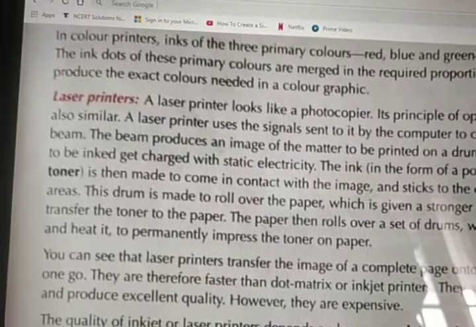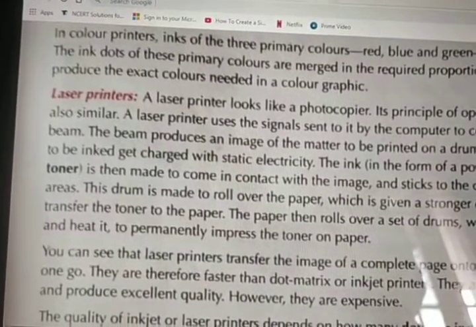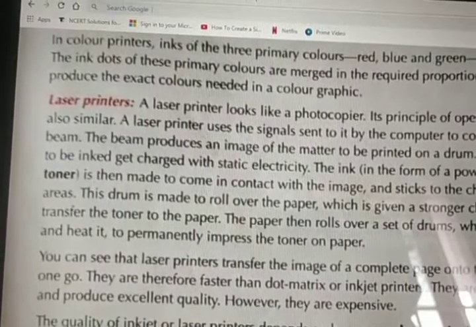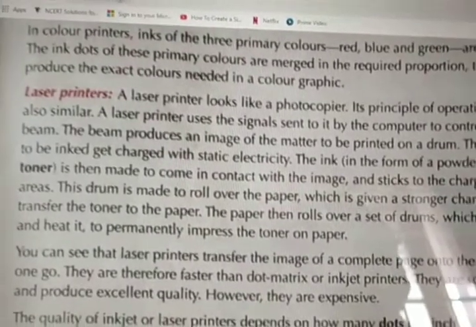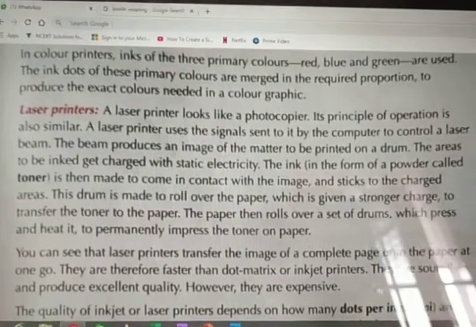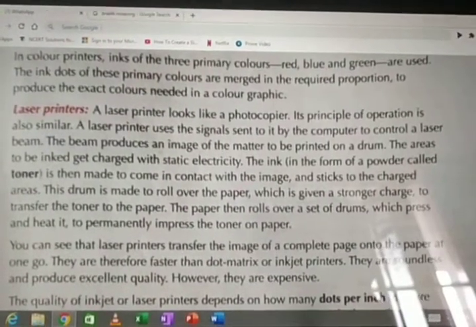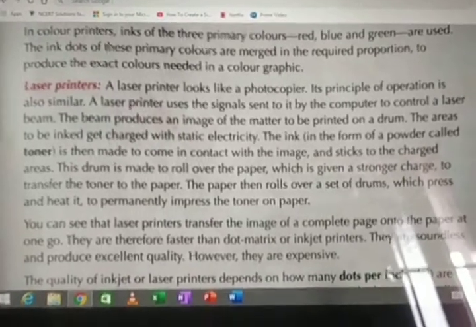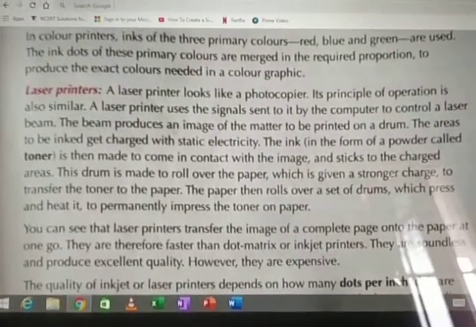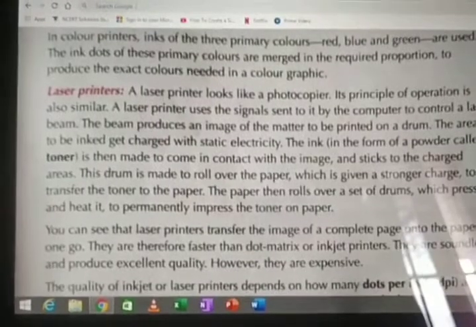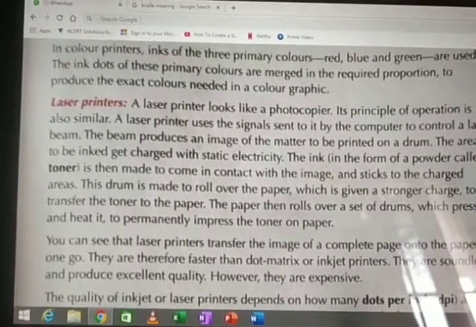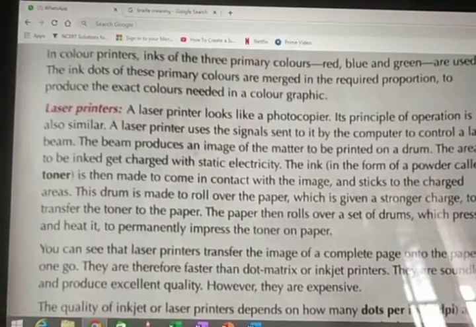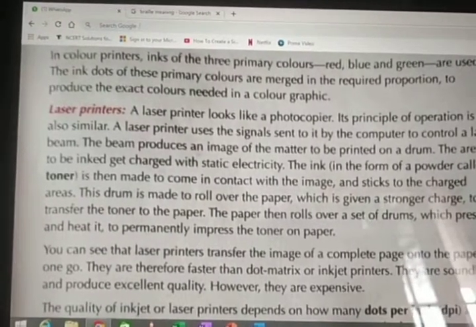This toner or ink, both are same. This toner ink is made to come in contact with the image which is on the drum. So what happens? Now this ink and the characters on the drum are merged, made in contact. A character image is made on the drum, and the ink is made on the image.